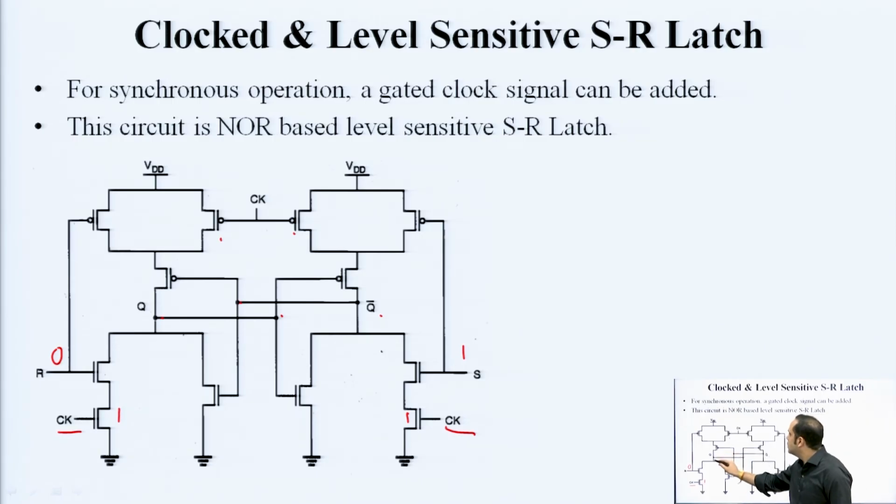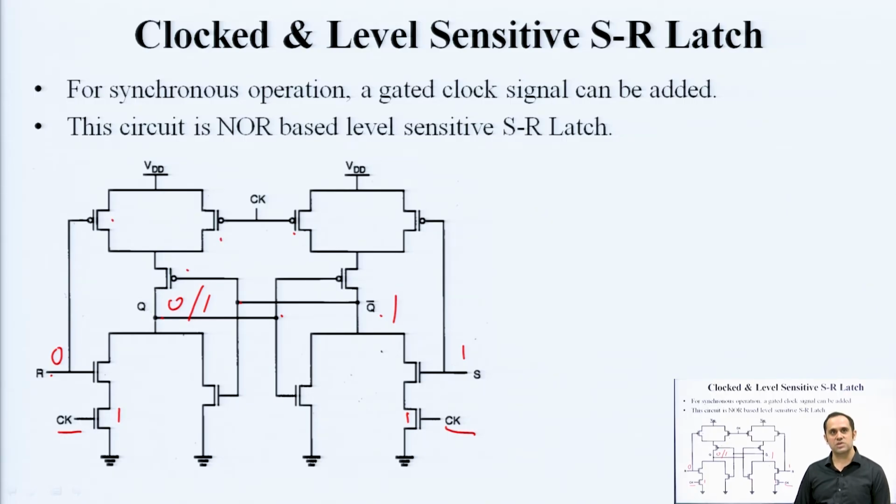So, if Q has to go, and if say initially Q was 0 or Q bar was 1, they are complementary. This Q bar will turn this transistor on, and this R equal to 0 will turn this transistor on. Okay. So, for Q there is a path to charge and this turns to 1. And this is only happening when clock is 1.